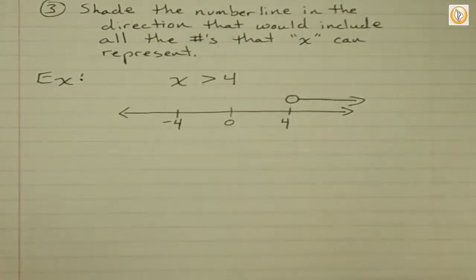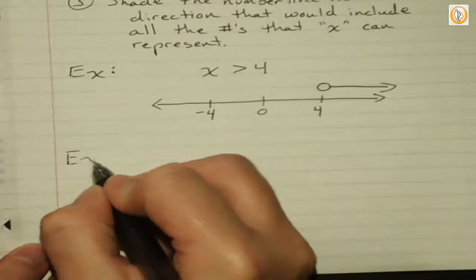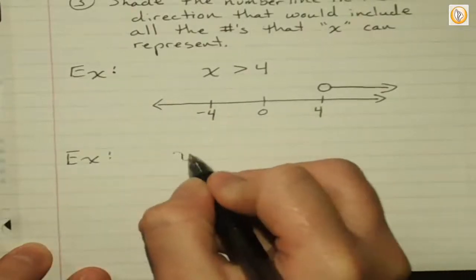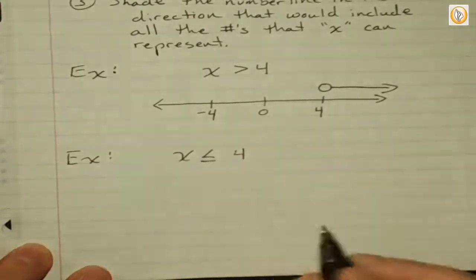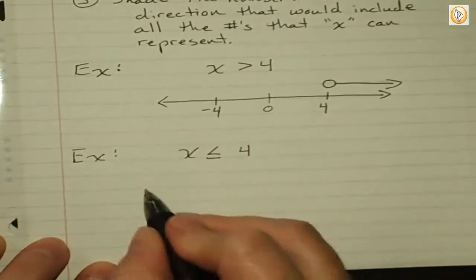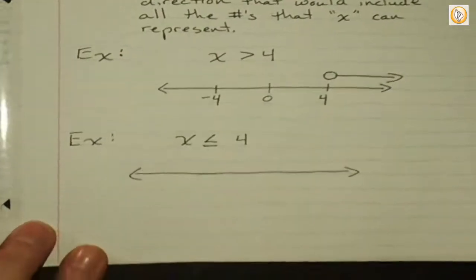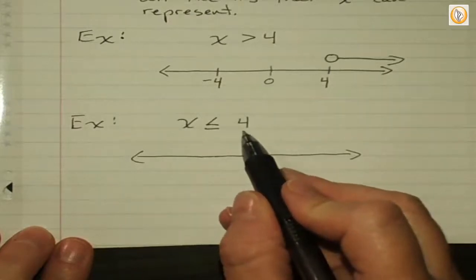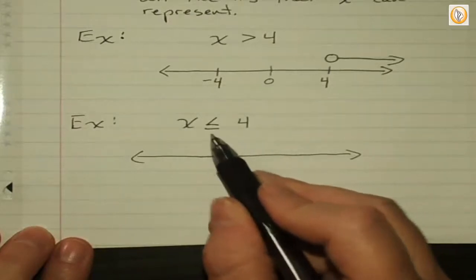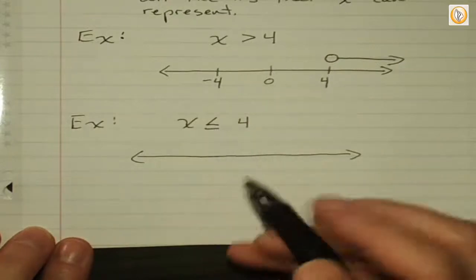Okay, any questions about this so far? Okay, let's do another one. x is any number less than or equal to 4. Any number less than or equal to 4. Can it be 4? Yes. Yeah, because it has that equal sign there. But it can also be any number less than 4.